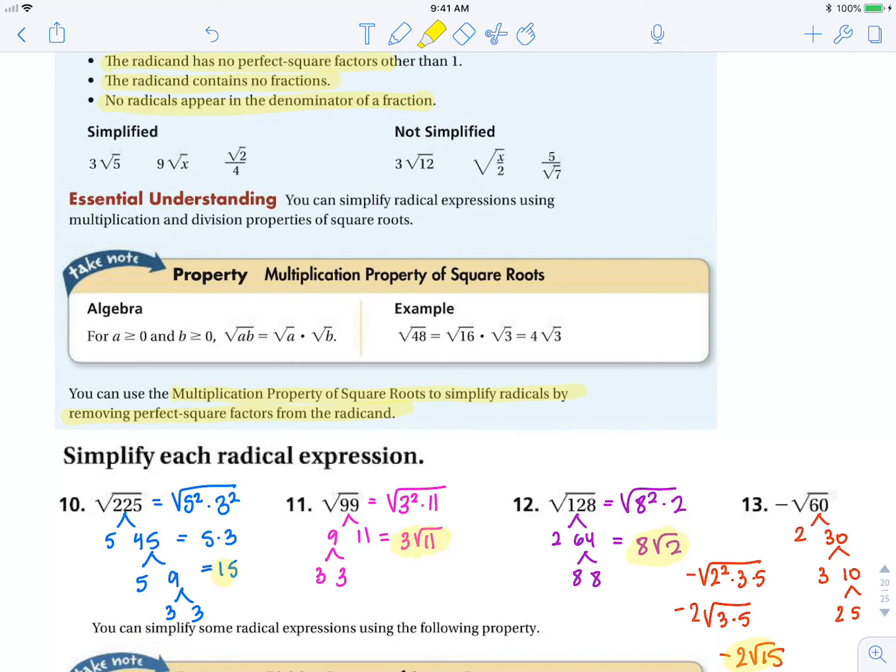So we can use prime factoring to help us break down square roots to simplify them.